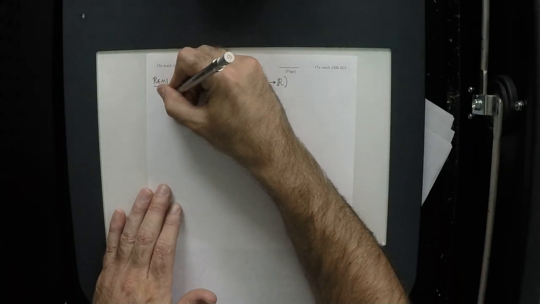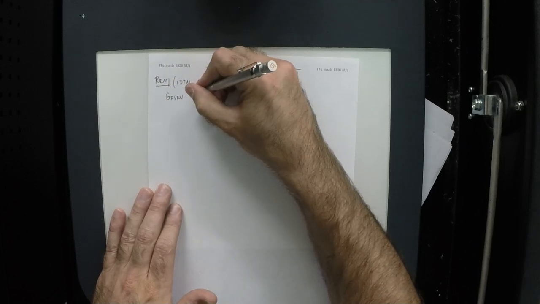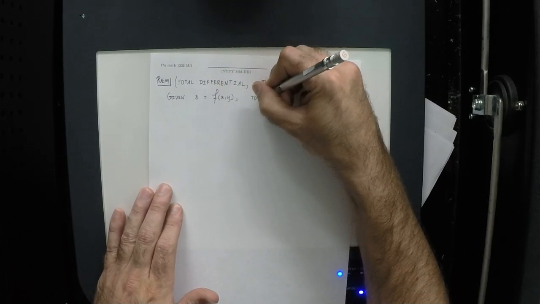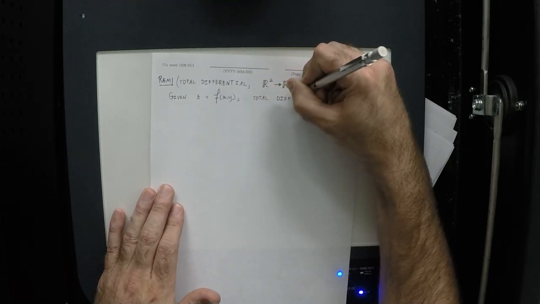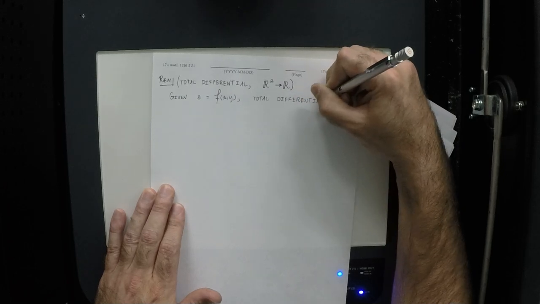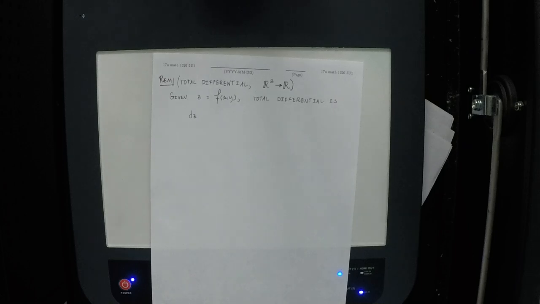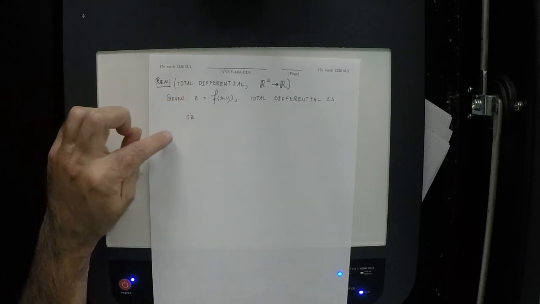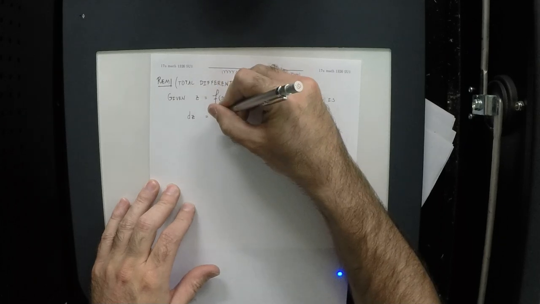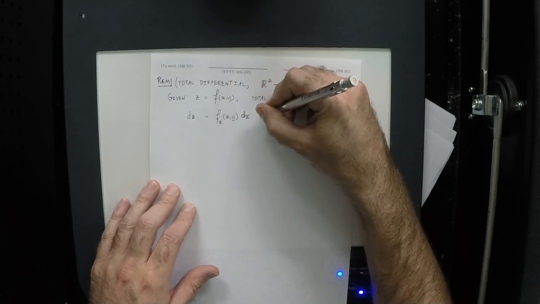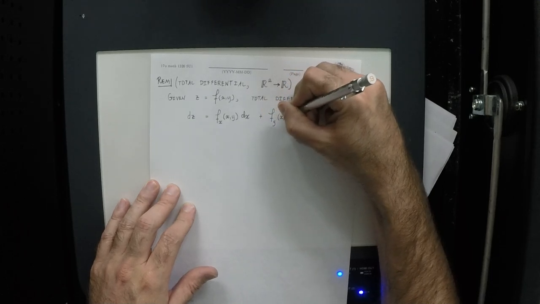So, given function z is f of x and y, the total differential is, in the first place, denoted dz. So just like when we were dealing with y is f of x, the differential was denoted dy. Here, when it's z is f of x and y, the differential is denoted d, and then output name. The output's name is z, so it's dz. And now it looks like this. The x partial dx plus the y partial dy.